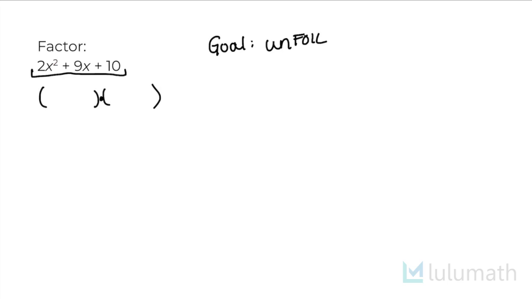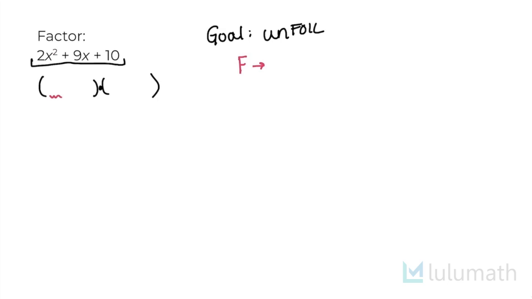Remember what we just talked about right here. Our first terms are going to multiply together, and they're going to give me this 2x squared. So what can I multiply together to give me 2x squared? Well, I'm just going to look for factors of 2. What can I multiply together to give me 2? I can only do 2 times 1. Those are the only factors of 2.